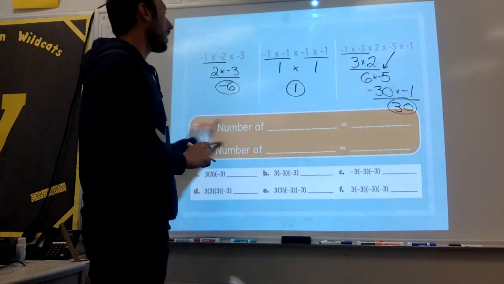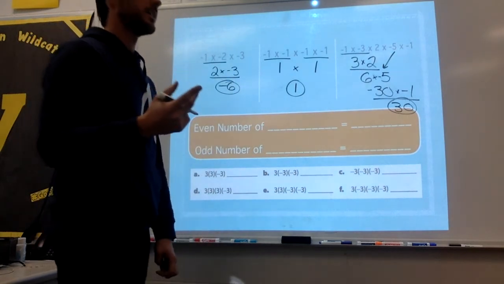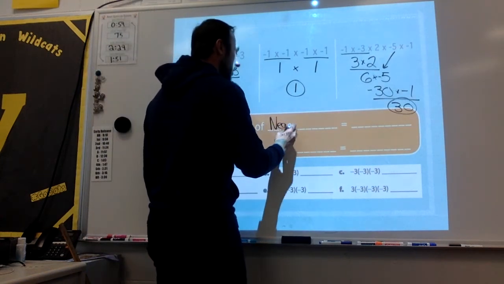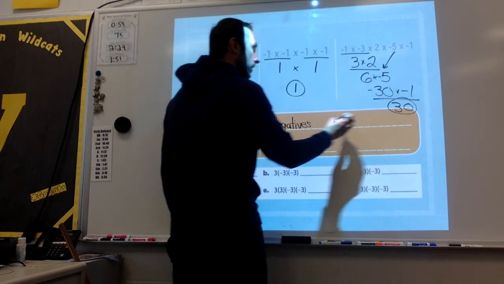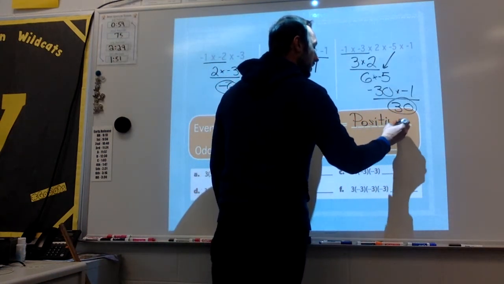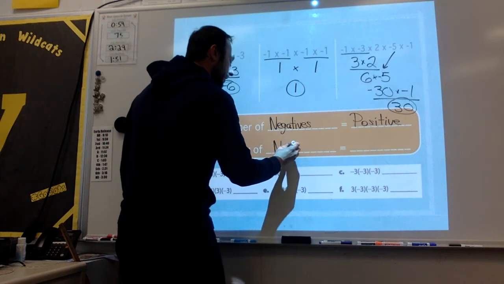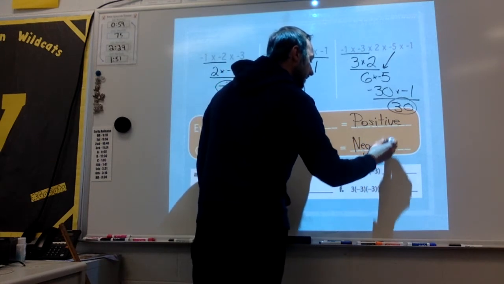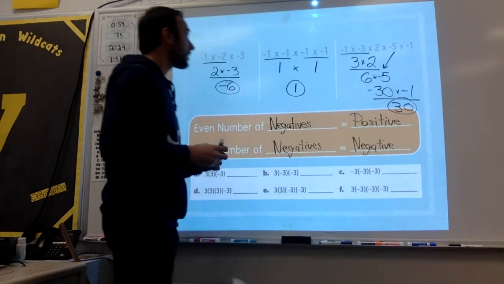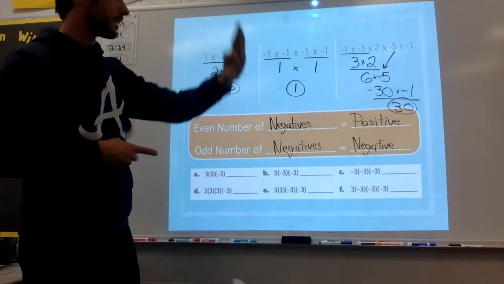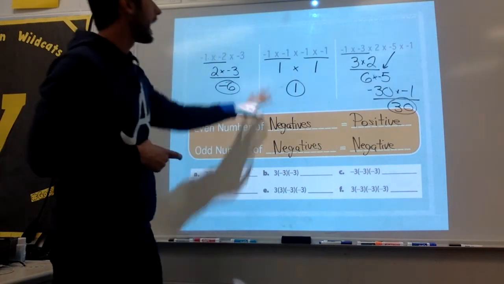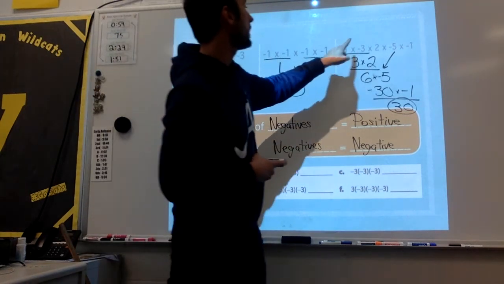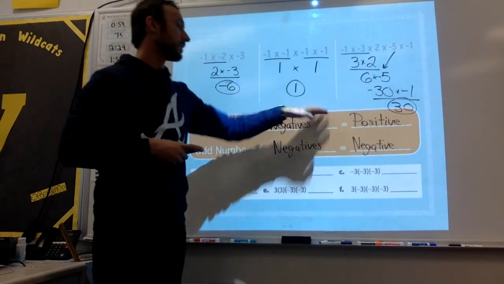The rule that works for all of these problems is: if you have an even number of negatives, your answer would be positive. And if you have an odd number of negatives, your answer will be negative. So let's look here. I have 1, 2, 3 negatives. That's an odd number. My answer is negative. I have 4 negatives here. That's an even number. So my answer is positive. I have 1, 2, 3, 4 negatives there as well. So my answer is positive.